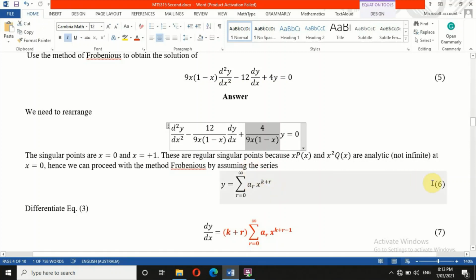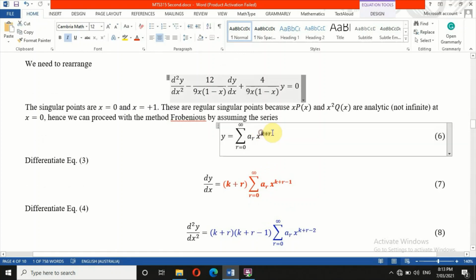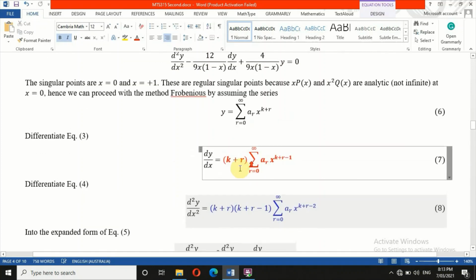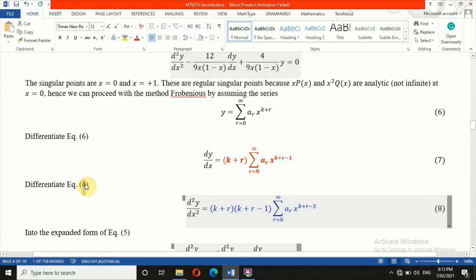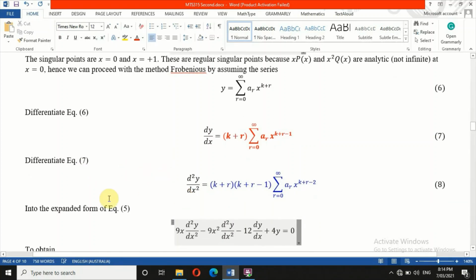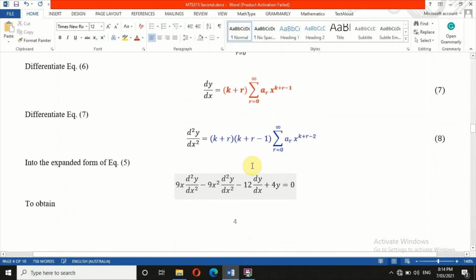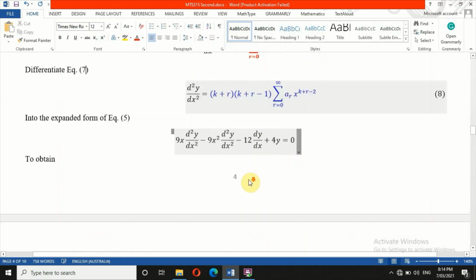Now, this is the series we are assuming, equation 6. So let's differentiate the first time. K plus r will come here, then minus 1. Then you differentiate the second time again. This is my differentiated equation 6, and this one differentiated equation 7. So look at it now. The next thing is for us to expand this equation, let's expand equation 5. When you expand it, you obtain this. So let's substitute all the derivatives back.